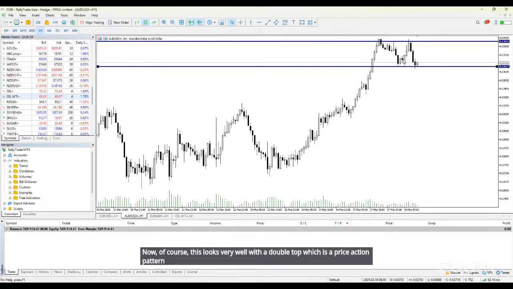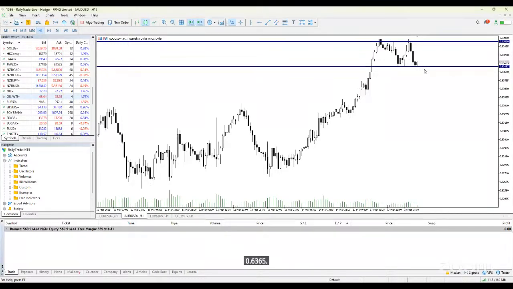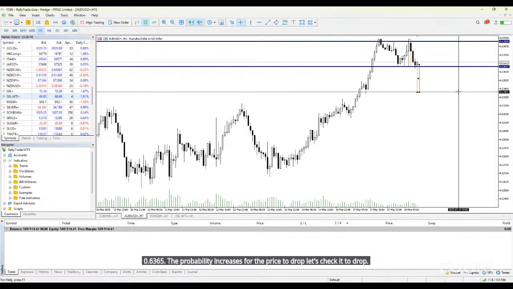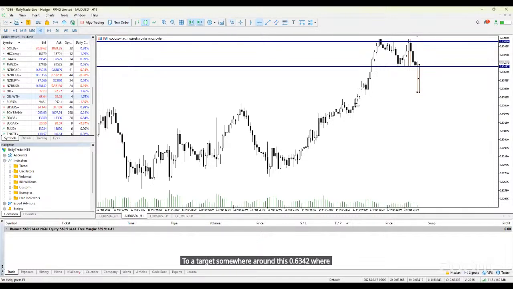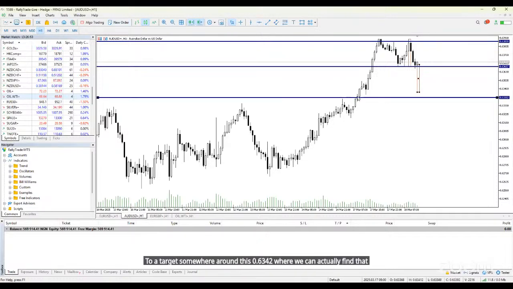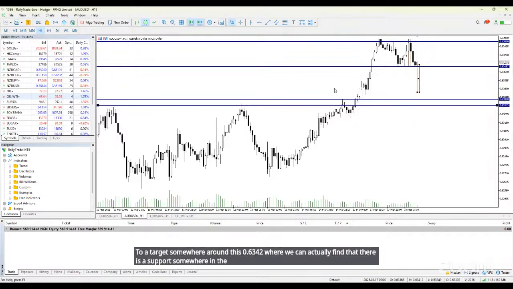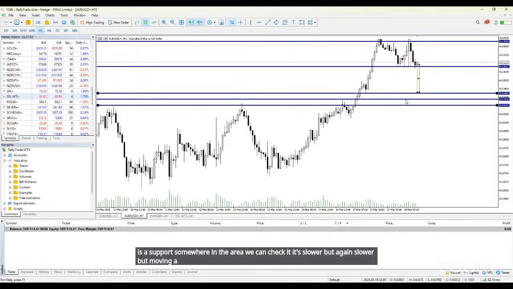And this usually tells us that there is a higher probability, if the support line breaks and the price closes on this H1 below 0.6365, the probability increases for the price to drop, let's check it, to drop to a target somewhere around this 0.6342, where we can actually find that there is a support somewhere in the area. We can check it, it's lower, but again, moving a bit higher, we have local supports on this level here.